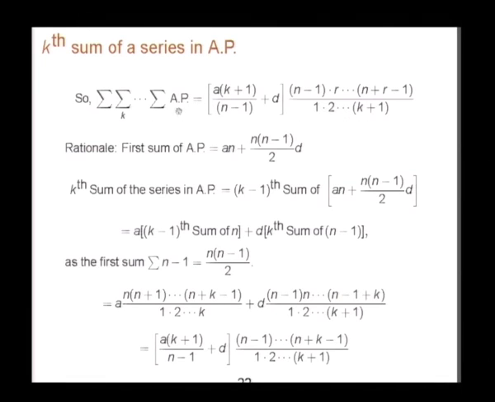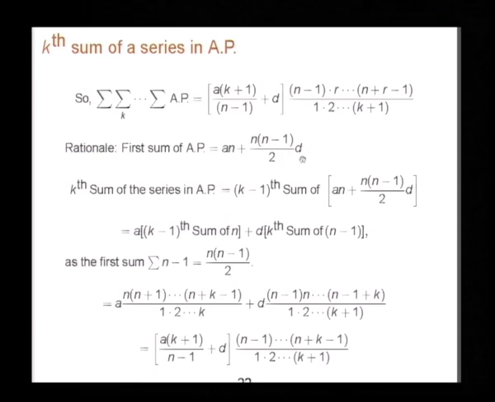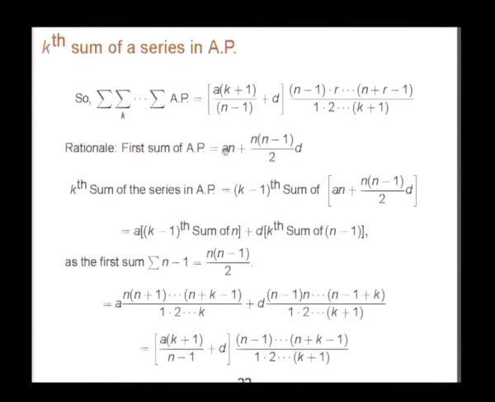So, how do we understand it? The first sum is this, you see: when you sum an arithmetic progression, the first sum will be a n plus n into n minus 1 by 2 into d, right? That is the sum of an arithmetic progression. First term a, common difference is d, and number of terms n. So, now we have to sum over this. So, make it into r, and then r is going from 1 to n.